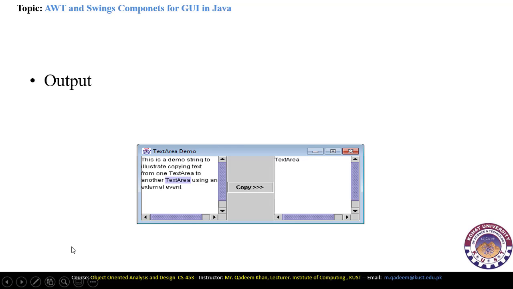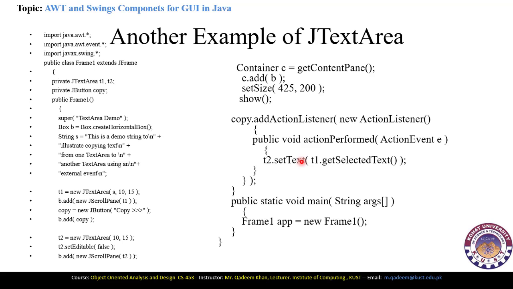The output is this one, that when you type some text or some text is displayed here in this JTextArea, and you select particular text and click on this copy button, then this text will be transferred here. Now this is the code here. The code contains first of all different libraries, and then we have defined different components of the GUI here.